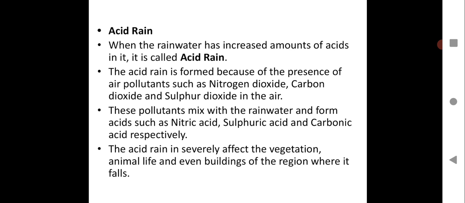So what happens is all the harmful gases emitted from the vehicles and from the chimneys of the industries go into the atmosphere. All the harmful gases like nitrogen dioxide, carbon dioxide, sulfur dioxide go in the air, and when the rain falls, they come down along with the rainwater. They dissolve in the rainwater and form acids. Carbon dioxide forms carbonic acid, sulfur dioxide forms sulfuric acid, nitrogen dioxide forms nitric acid.